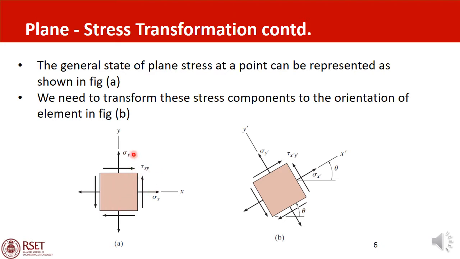In this figure, we consider the xy coordinate system, and the normal stress component along the x direction is sigma x, and the normal stress component along the y direction is sigma y. Along with these normal stress components, there is a shear stress component also acting in the xy plane, which is tau xy. Now we need to transform these stress components to the orientation of the element shown in figure B.